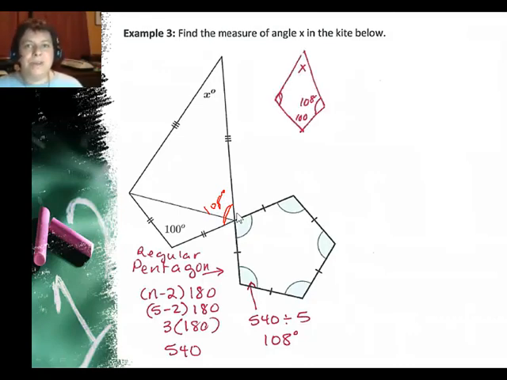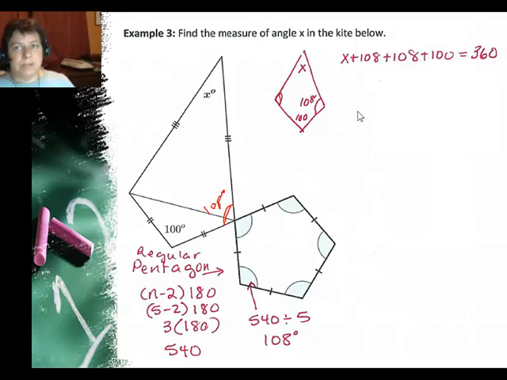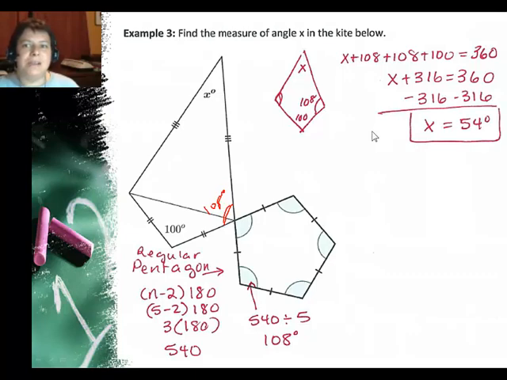I went ahead and redrew my kite with 108 degrees in it, and I know that both opposite angles are 108. So now that I add them up, and it's a quadrilateral, the angles add up to 360. So x plus 316 equals 360. Subtract 316 from both sides. And my answer is 54 degrees for this angle x.